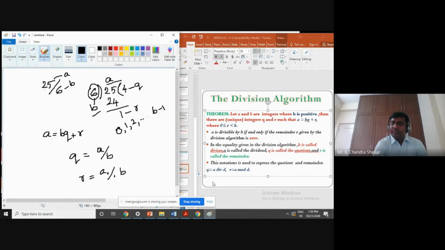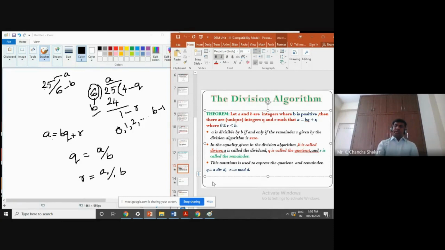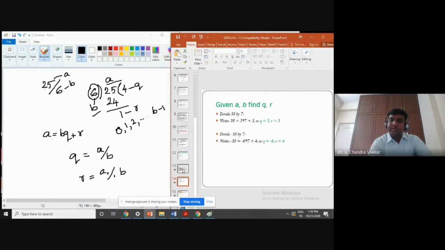So this is simple, nothing but your division algorithm. Don't be afraid of the term algorithm. Each and every algorithm is simply a step-by-step procedure for solving a particular task. So first try to understand with an example, then go for the theorem, so that it is easy for you to understand. And give some examples which represent the same.